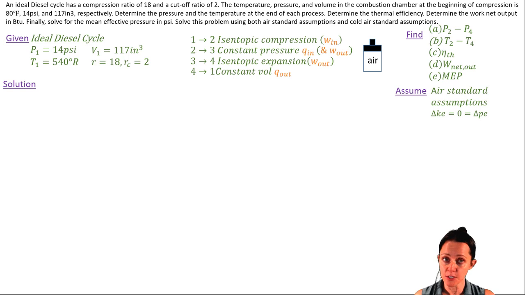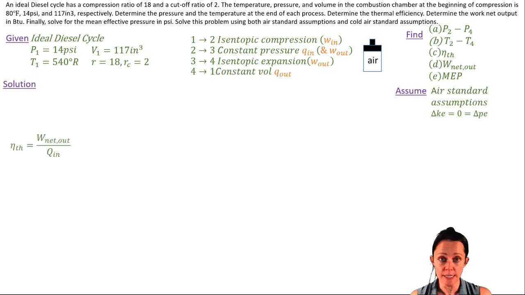I'm assuming kinetic and potential energy changes are negligible, and that makes my first law of thermodynamics a little bit more simple. I get things just in terms of delta U, Q in, Q out, work in, work out. All right, so the first thing I need to do is get my governing equations. So I'm going to get those.